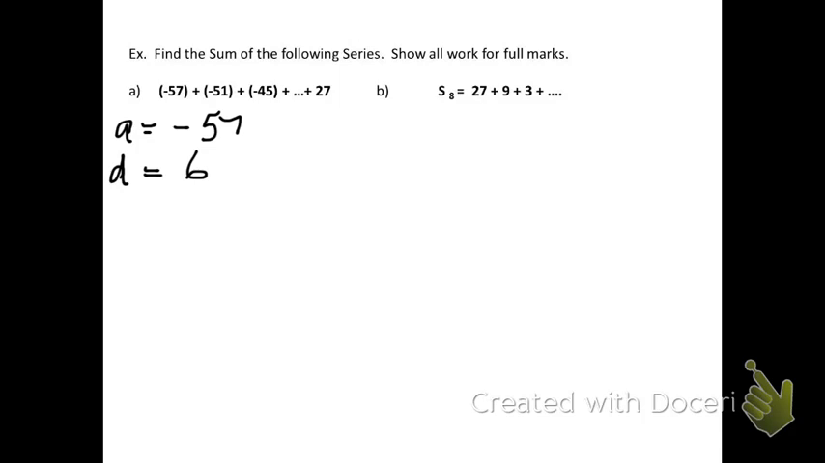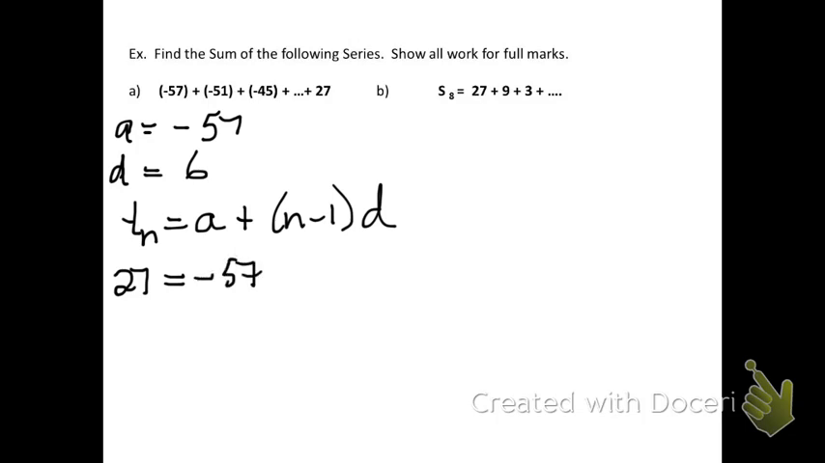So what we're going to do is go back to our original equation for solving for terms in an arithmetic series, and start to plug in some information and see if we can figure this out. So 27 is our last term, so I'm going to plug it in. I don't know how many terms there are, like which term number this is, but I'm going to use 27. I know the a value is negative 57.